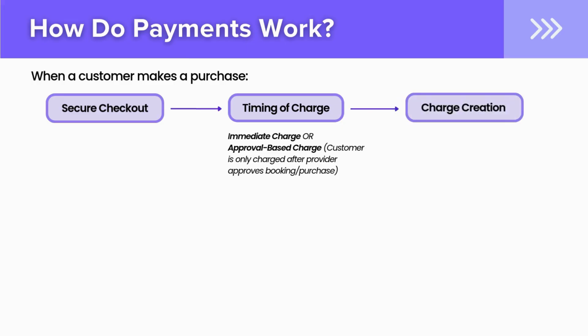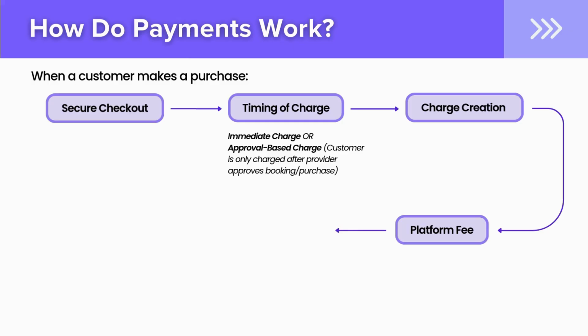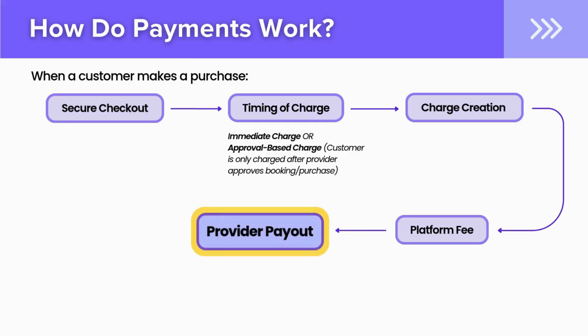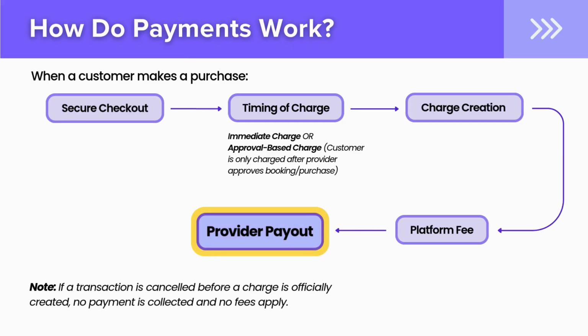Once the charge is created, Stripe processes the payment and Immortalize automatically applies its platform fee. The remaining net amount is then allocated to the provider's connected Stripe account. If a transaction is canceled before a charge is officially created, no payment is collected and no fees apply.